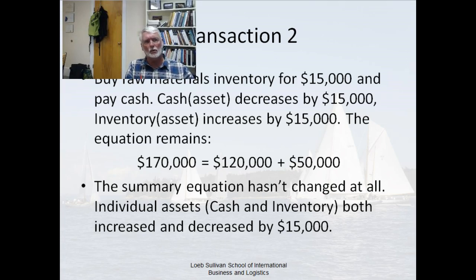So cash goes down and inventory goes up, and we end up with $170,000 in assets, just like we started with. We just have different assets. We've changed our assets from cash to inventory. The liability side doesn't change at all. So we're still in balance.